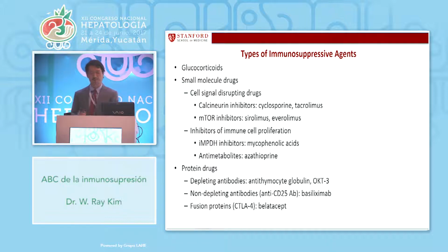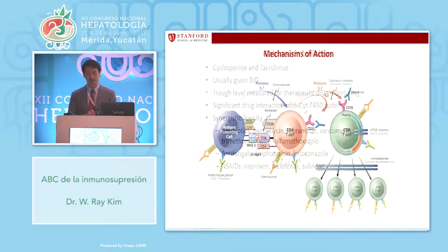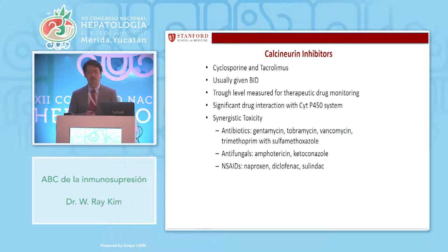And there are more expensive, more involved protein drugs, such as anti-thymocyte globulin or OKT3 that delete certain types of T cells. They are depleting antibodies. Then there are non-depleting antibodies, anti-CD25 antibodies such as basiliximab. And then more recently, fusion protein CTLA4, which works on the second pathway. Belatacept is one example of that. So I'll skip that cartoon, and I'll just go over these individual categories briefly.